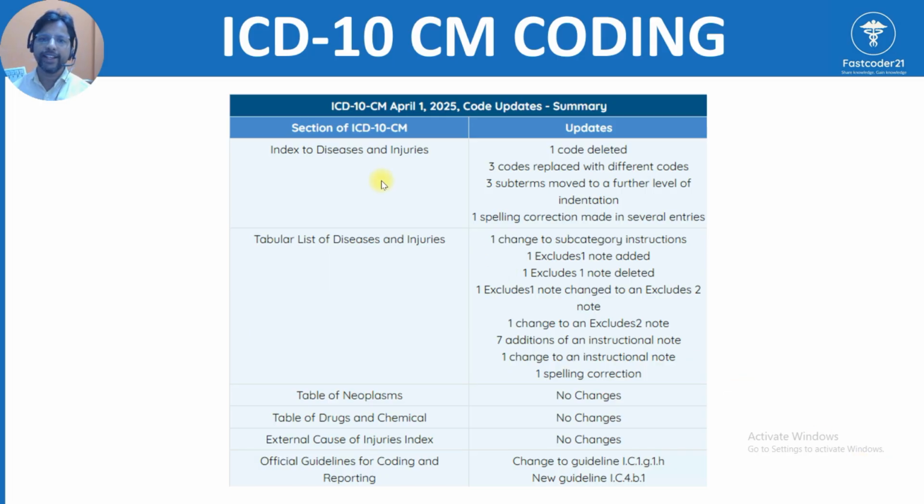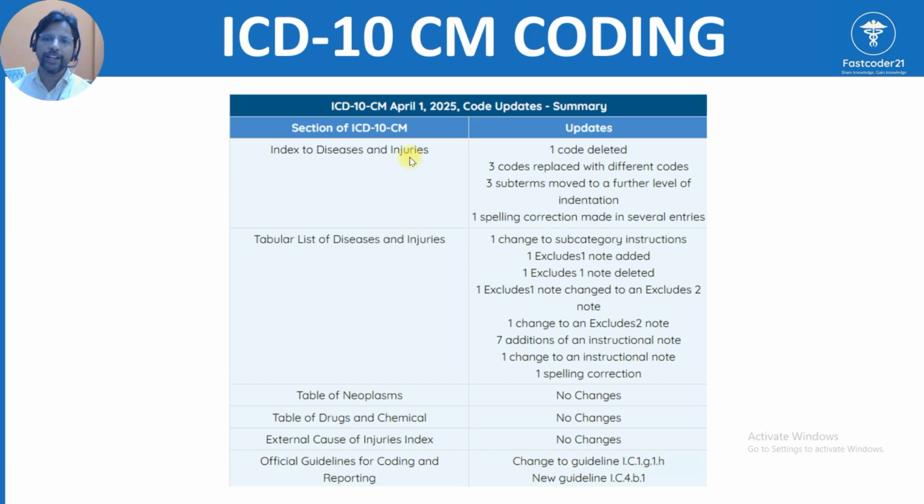So basically here is the section of ICD-10-CM. Here are the updates. For example, if you take the index to diseases and injuries, you have one code deleted. So April 1st onwards, you can't find this code. And three codes replaced with different codes. We will see those. Three subterms moved to a further level of indentation. And one spelling correction made in several entries. So basically these updates are related to the index to diseases and injuries.